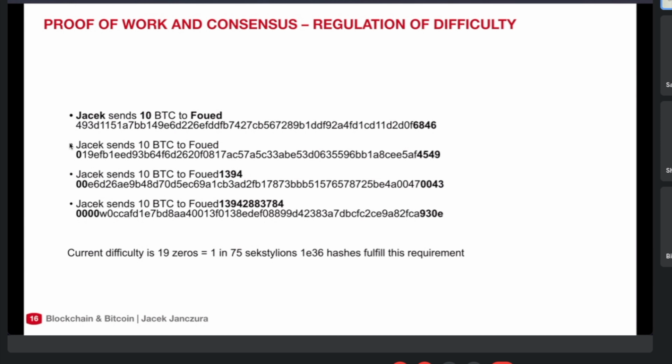What is this puzzle? Let's imagine the string: Jacek sends 10 Bitcoin to Fuet. This is the hash of this string, of this transaction. If I add at the end of this transaction some string, like 1 to 3, I can find 0 at the beginning of the hash.